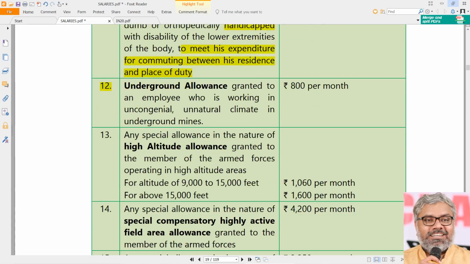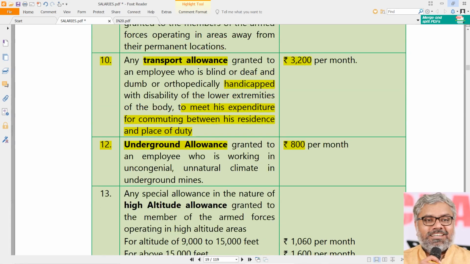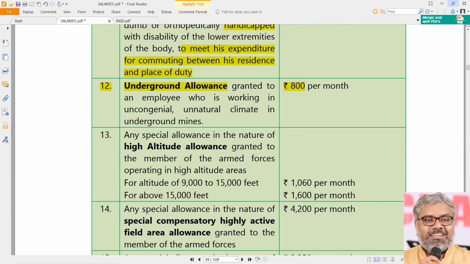Once again, you may remember this underground allowance because there is only one number. And this is given for working underground. How many people will work like that normally? Very rare, no? But still, there will be people in the mines. They are working like Singareni collieries and all.